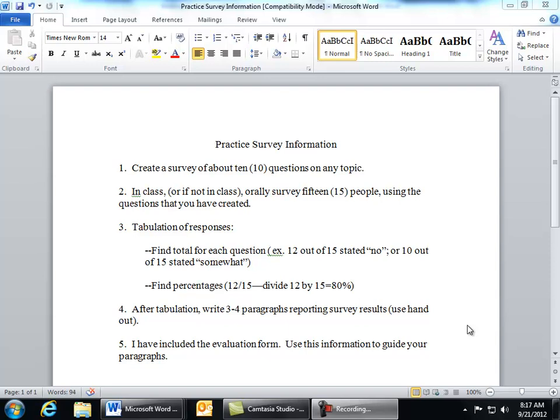And then lastly, I've included the evaluation form and use this information to help guide your paragraphs. We're going to go over the evaluation form in just a moment. And of course, when I say use this information to guide your paragraphs, it's because it is how I will be evaluating your papers and your ideas.